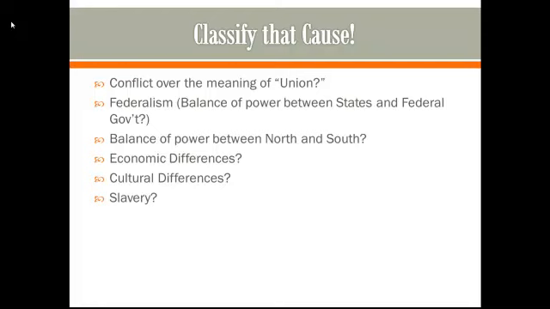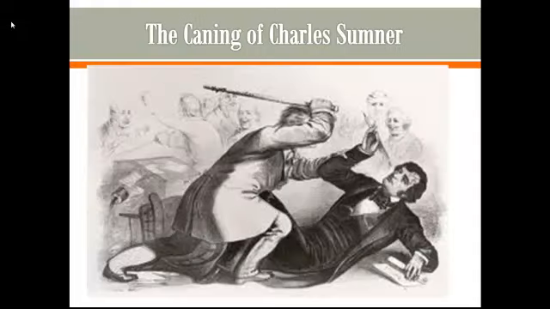So the Kansas-Nebraska Act and Bleeding Kansas, see if you can figure out what do these show us about the causes of the war. Now I want to tell you about another instance of violence, but not one that happened in Kansas, not one that happened during the Civil War, but one that happened in the halls of government. The caning of Senator Charles Sumner. And when I say caning, I mean being beaten almost to death with a cane.